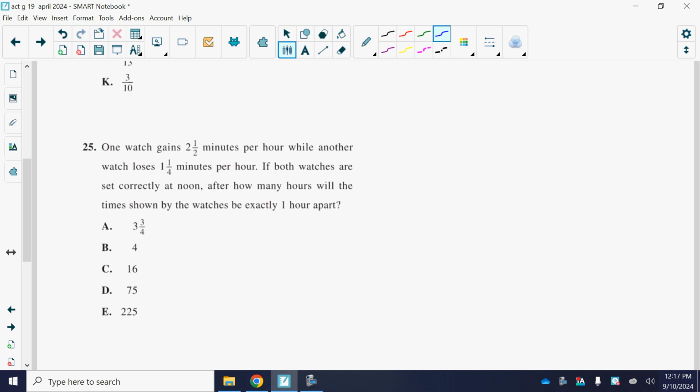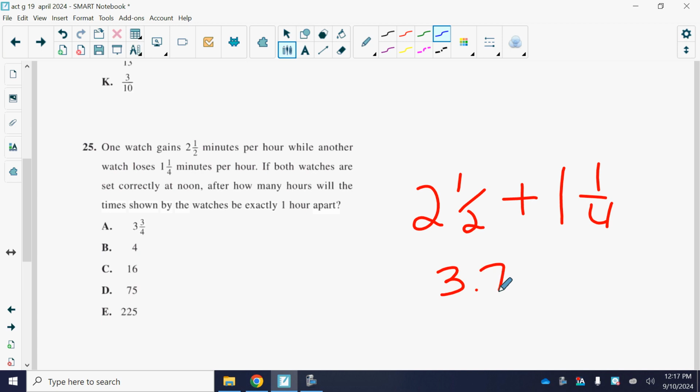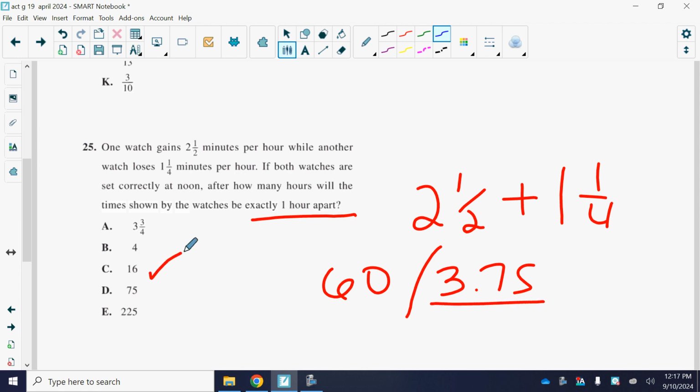One watch gains 2.5 minutes. The other one loses 1.25. So if you add that up, that's how much they're separating, which ends up being 3.75. And then how long will it take them to be 60 minutes apart? It's just 60 minutes divided by how much they separate per hour. And the answer there is 16.